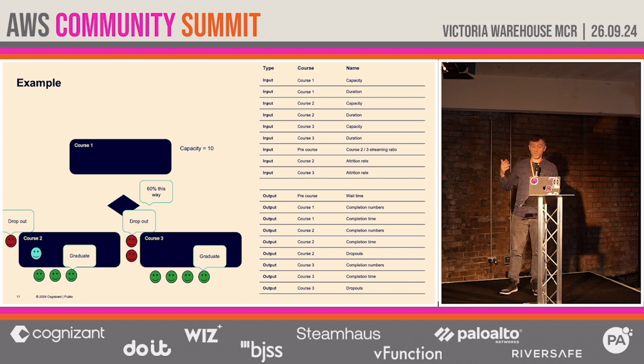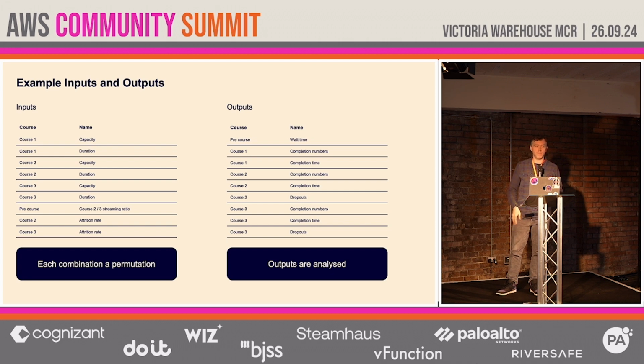And this is quite a simple example. We haven't included things like demographics of the people who are taking these courses or their performance within the courses, etc. If you start to try to model all of that, then you suddenly get an explosion of inputs and outputs, which makes it quite challenging.